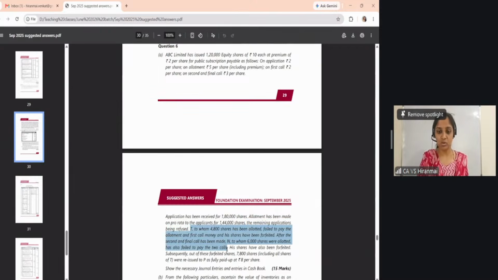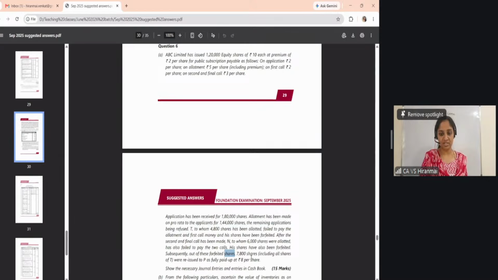So here they are talking about two people. T, to whom 4,800 shares have been allotted, failed to pay allotment and first call money. His shares have been forfeited thereafter. After the second and final call has been made, N, to whom 6,000 shares were allotted, had also failed to pay the two calls. His shares also have been forfeited. Okay, so T's shares are forfeited before the second call and N's shares are getting forfeited after the second call. So here there are a lot of combinations.